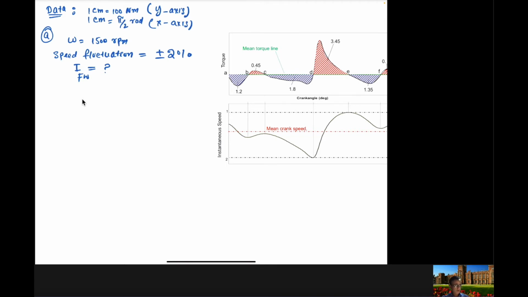Okay, so if we concentrate on part 1 initially, we know the equation for this specific case is delta E equal to I omega square, and then omega 1 minus omega 2 divided by omega. So this is the main equation that we will use here to calculate I. In this case, I of the flywheel is unknown, but we need to calculate delta E, which is the maximum energy fluctuation.